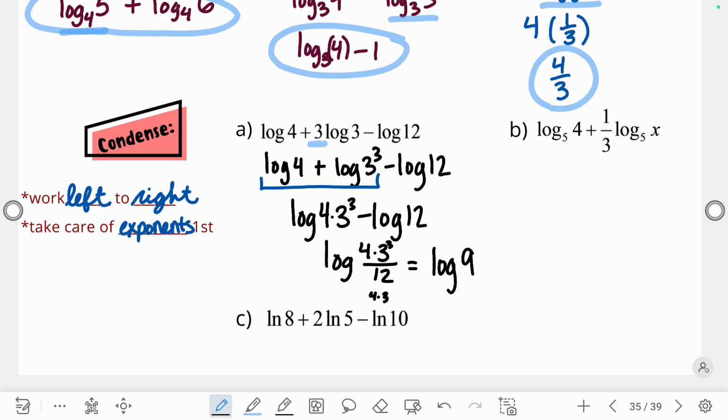I didn't really want to do 4 times 27 there. We could have. It wouldn't have been the worst, but this is also a fast way to get to the solution. So look at that. We went from 3 logarithms down to a single logarithm.